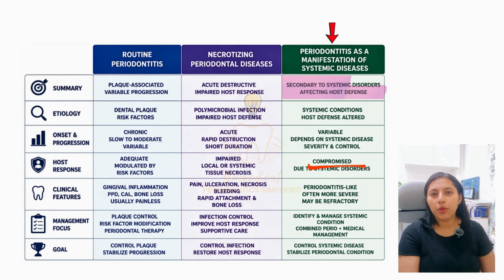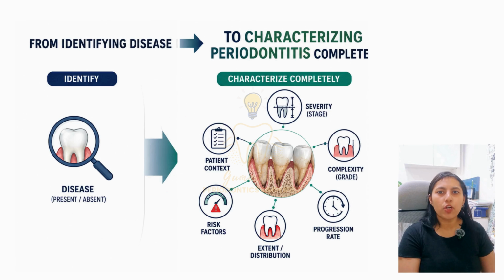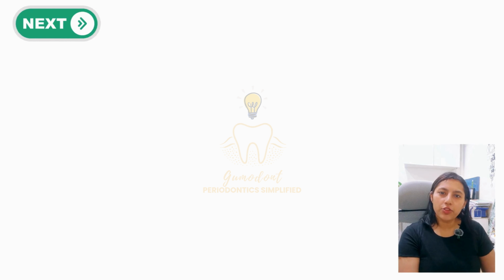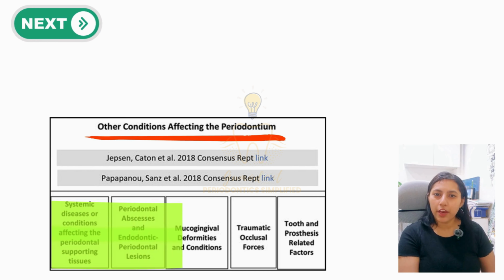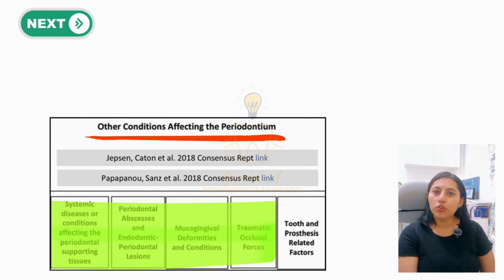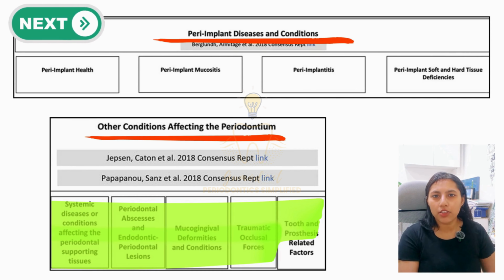So in this part, we moved from simply identifying disease to characterizing periodontitis completely. In the next part, we will focus on other conditions affecting the periodontium, including periodontal abscesses, endoperiodontal lesions, mucogingival defects, and peri-implant diseases and conditions.